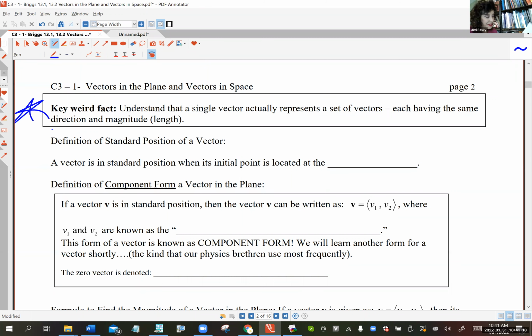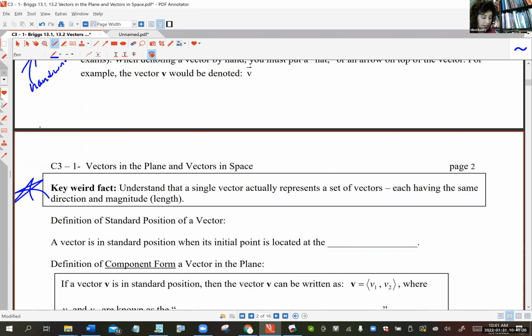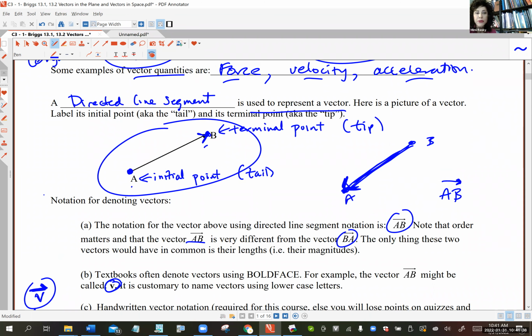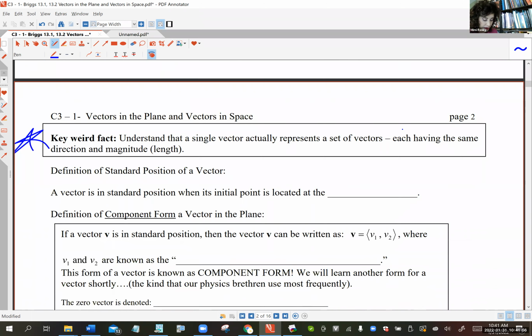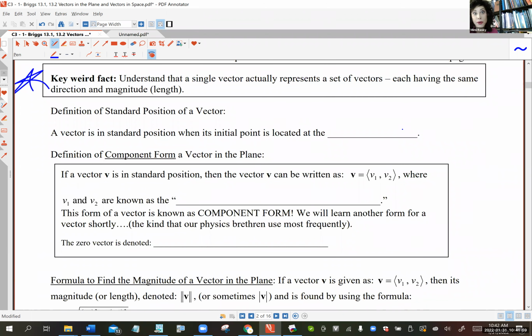Key weird fact. This is the key weird fact. Every vector that you see, an arrow essentially, actually represents a whole family of vectors, a whole set of vectors, each having the same magnitude, that's the length, and the same direction. So when you see this vector here, AB, that represents every single vector in the world. I could draw another vector over here, and there's AB all over again. Here's another AB. All the millions of vectors that look exactly like that have the same length and are pointed a little bit upward and to the right. It's important that you get that sort of infinity representation.